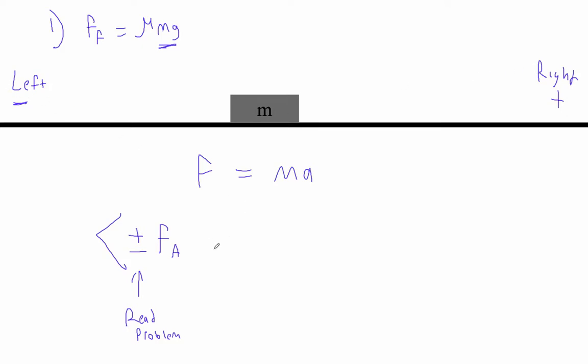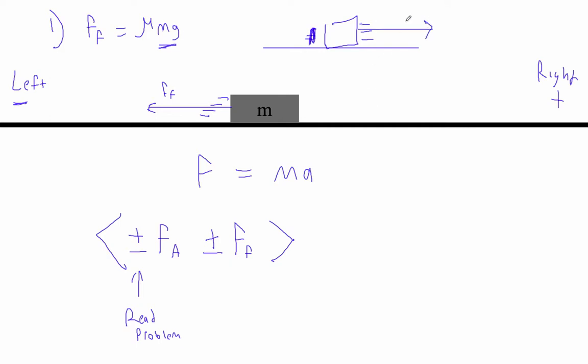Okay? Then you've got the force of friction. And that can be either direction too. Okay, so positive is to the right, negative is to the left. But just remember that the force of friction always opposes the slide. So for example, if this guy's sliding to the right, the force of friction will be to the left. And if you've got an object that's sliding to the left, the force of friction will be to the right. Okay? So the force of friction always opposes the slide.